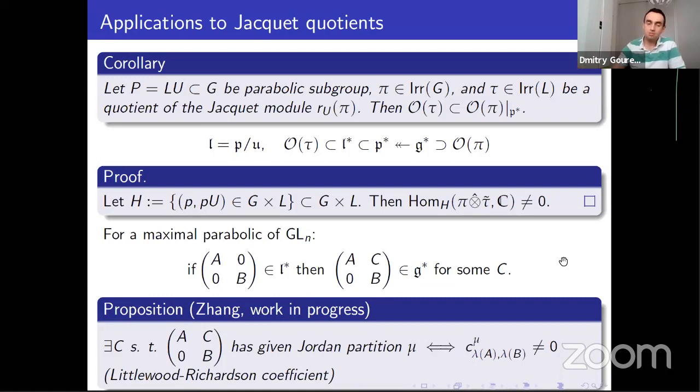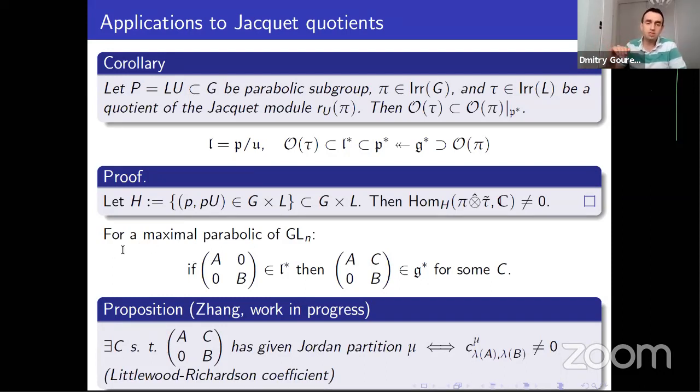Right, so these are the applications to Jacquet restriction. So any questions up to now? If not, I will show you a twisted version of the theorem.